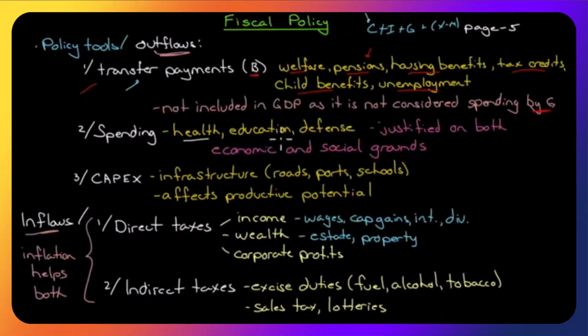Spending: health, education, defense, all the things that you would expect a government would spend money on. Justified on both economic and social grounds. And CapEx. There are some things that private industry will not build that you really have to rely on governments to build, like highways connecting two cities. So this is called CapEx, or infrastructure: roads, ports, schools. This affects the productive potential of an economy.